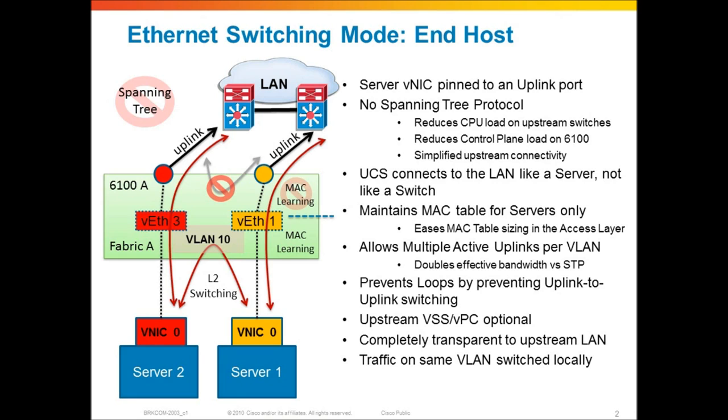And this is possible even if you do not have any type of stacking or clustering technology in your upstream LAN switch. You can have a very basic configuration of just two logical switches upstream, and you still have active forwarding, all links forwarding for all VLANs in UCS. So it really helps to maximize the utilization of all your 10 gig uplinks. So UCS end host mode is on by default, and that's because it's the recommended switching mode to implement.